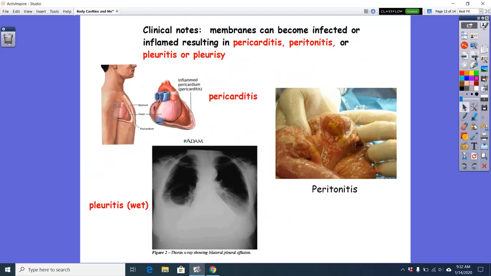Now, just a little clinical note, if there's an issue, what happens if you get sick, or we've talked about the appendix a lot already. What if that appendix ruptures and all of that gross bacteria is spilled into the belly? What would that do to the membranes itself? How would that cause issue? Or what would happen if we made too much serous fluid? Now there's a chance for that. And so there's 3 conditions that can arise based on inflammation or swelling or infection of the serous membranes.